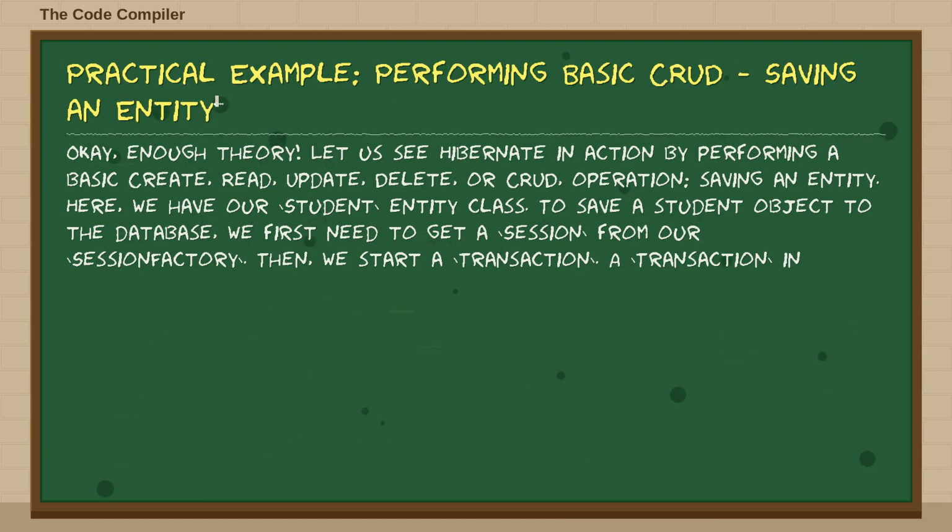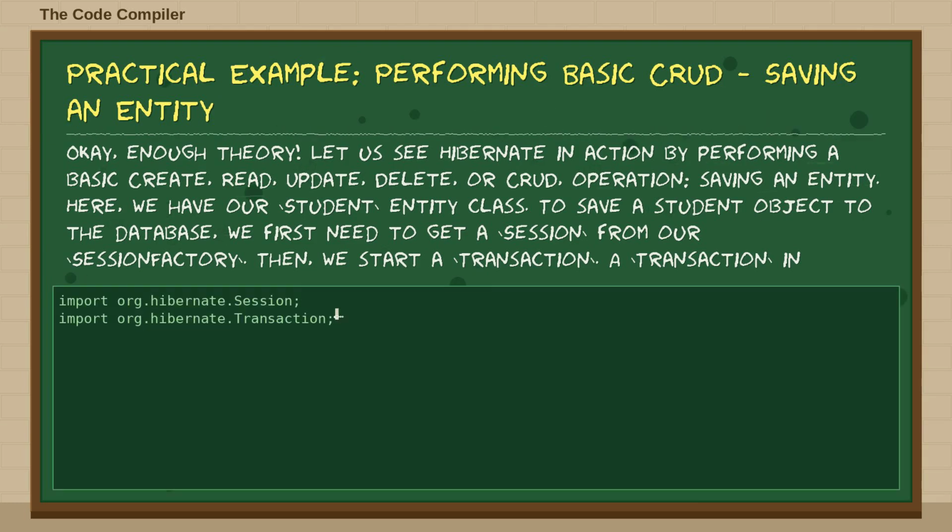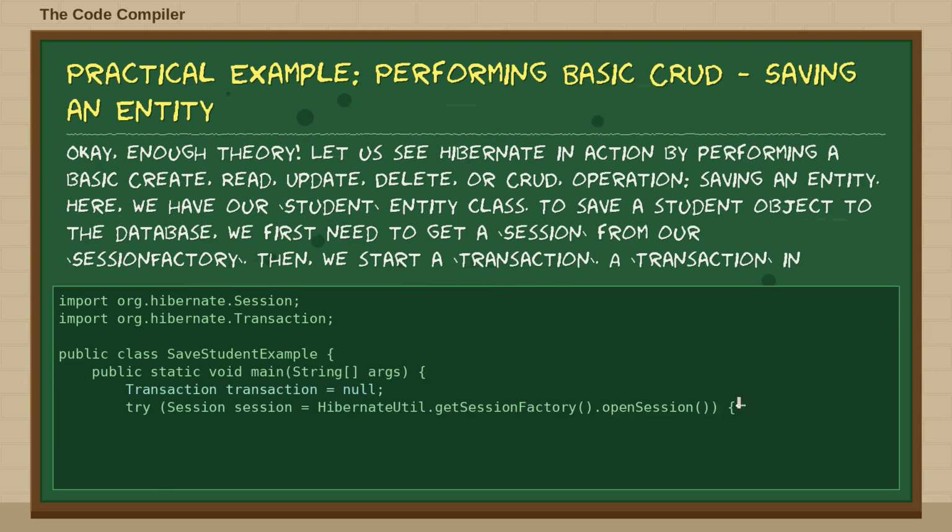This maintains data integrity. We create a student object, set its properties, and then call session.save(student) to persist it. Finally, we commit the transaction. It is that simple. Hibernate takes care of generating the appropriate SQL insert statement behind the scenes. This is the magic of ORM, making database interactions feel like working with regular Java objects.